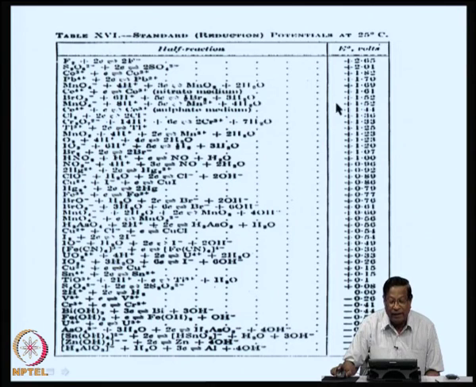For example, if you take a look at this figure, I have written here, the figures are not very clear, but it is a standard reproduction from any of the textbooks. All what the title says is standard reduction potential at 25 degree centigrade. So, here you can see that somewhere in the middle you will see 0.00 here. So, 2 H plus 2 e going to H2 and that shows 0.